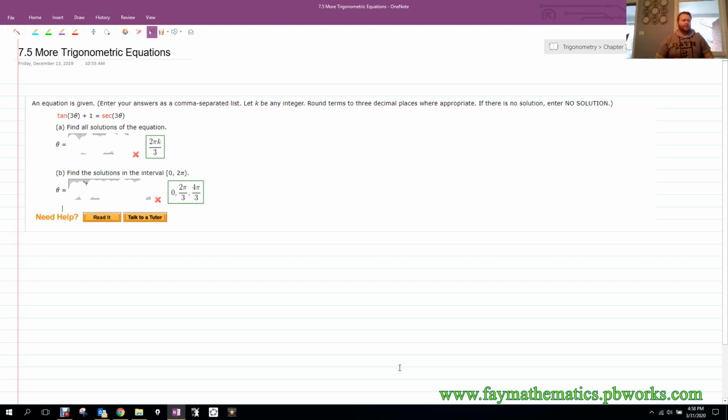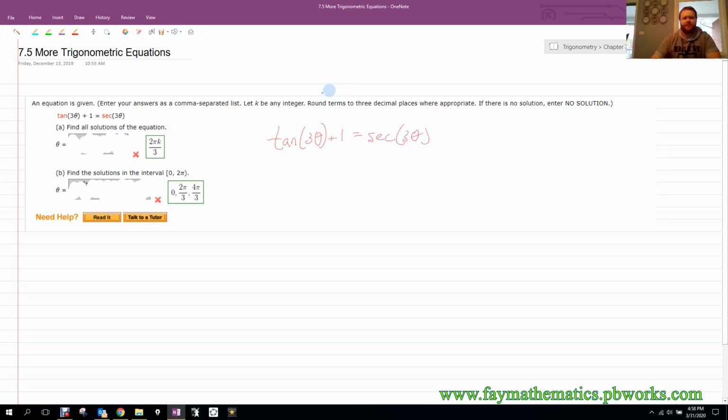This is question 10 from section 7.5, day 2. A couple questions over it, so I thought I'd do a quick video on it. So we're looking at tangent of 3 theta plus 1 equals secant of 3 theta.